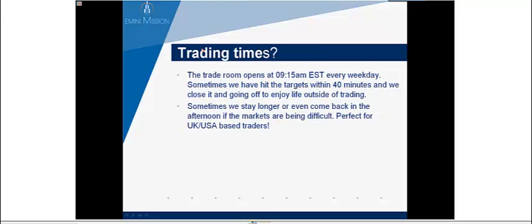The trade room opens from 9:15 a.m. every day. Usually within 30 to 50 minutes, we're done. That's pretty cool because you can do whatever you want afterwards. You don't have to be glued to the computer. Sometimes we stay longer, and I even come back in the afternoon if the markets have been difficult.